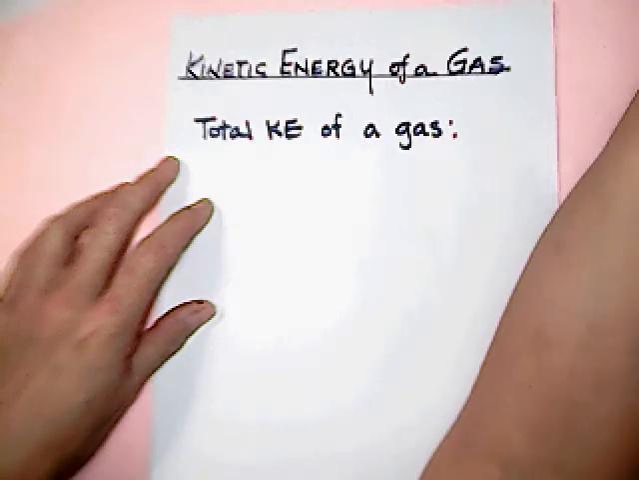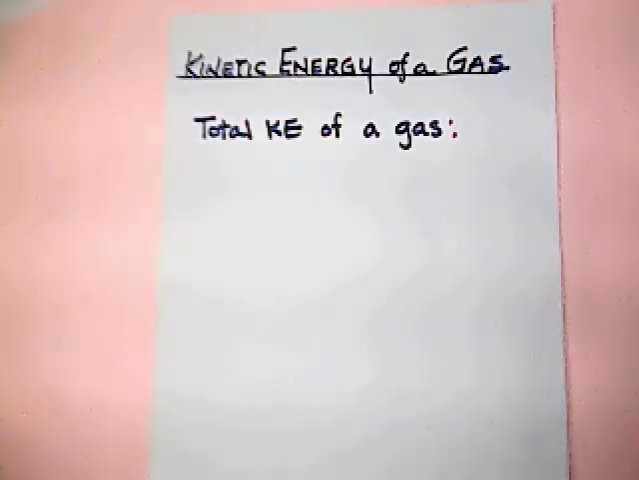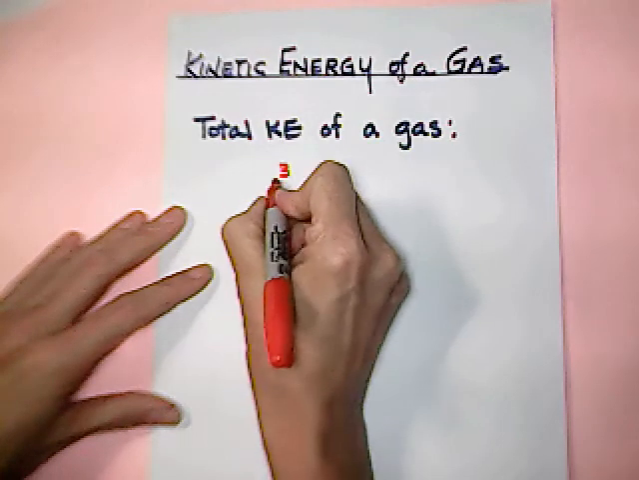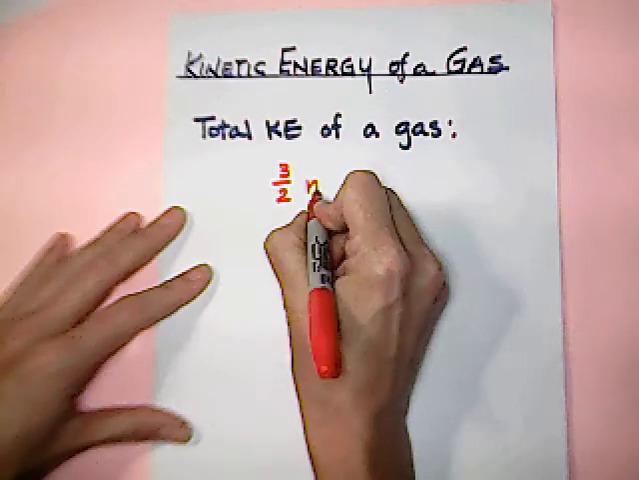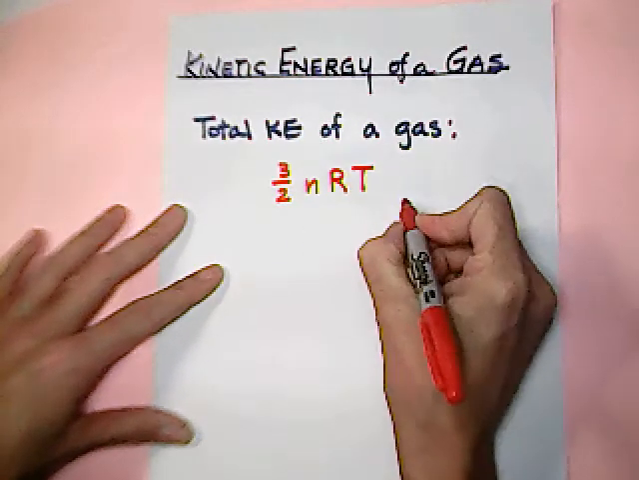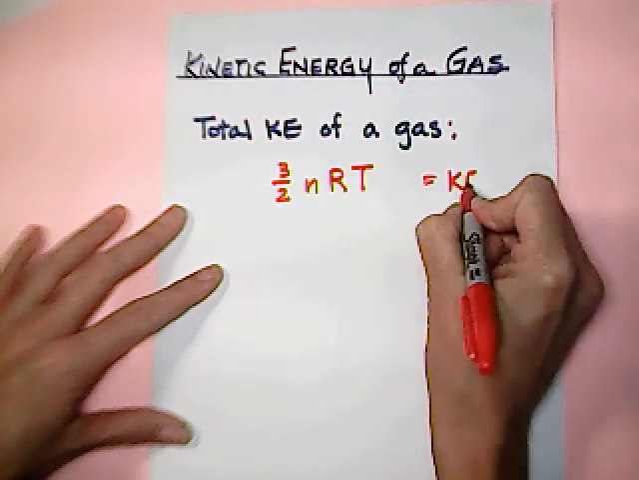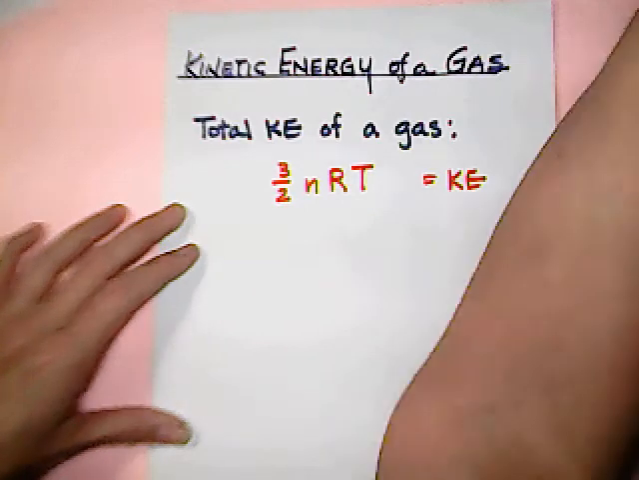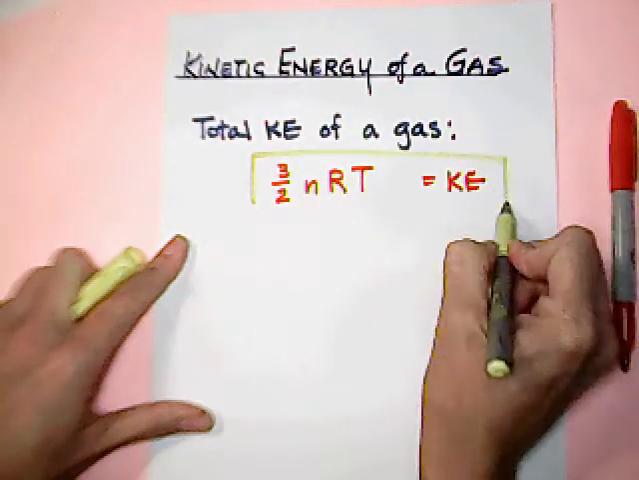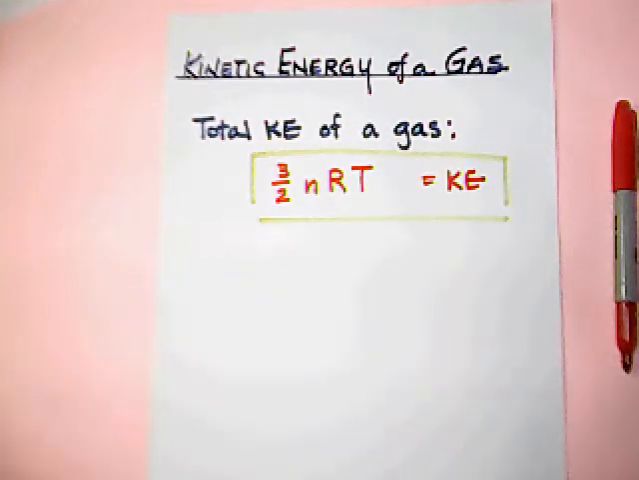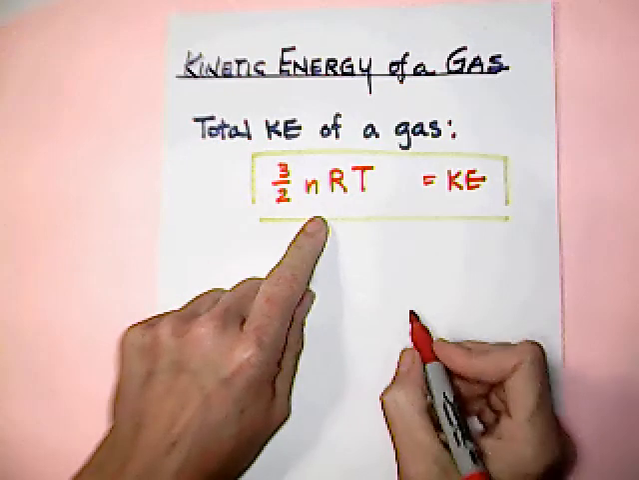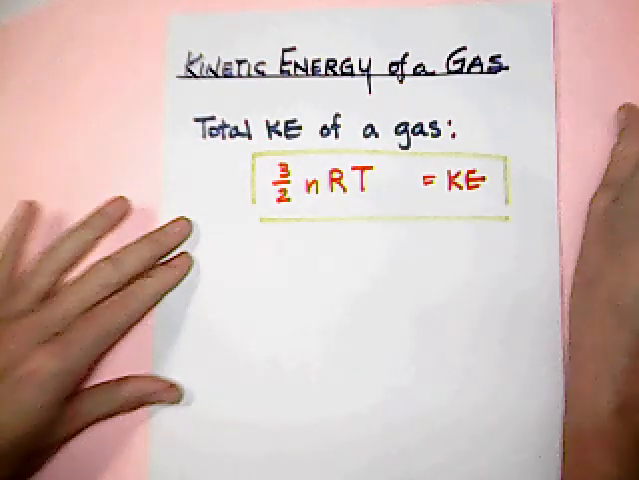Regardless of the amount of it, the total kinetic energy of a gas will be 3/2 times n, which is the number of moles, R and T. That's your total kinetic energy. Very, very quick derivation, and I don't want to lose you.